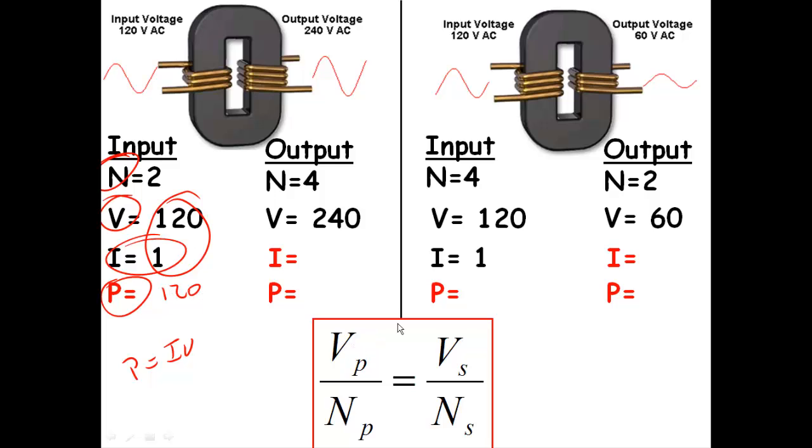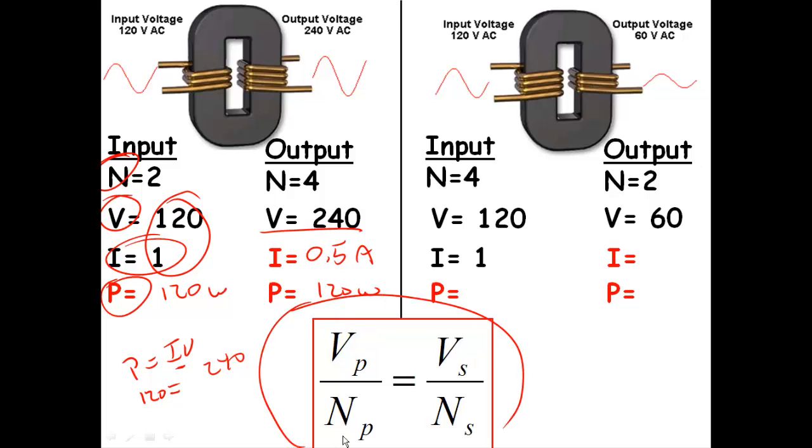And we also know something. TANSTAAFL: you can't get something for nothing. 120 watts in, we get 120 watts out. And look what we can do. We can use the same formula and we can find out what the current is. So 120 on this side. Look what happened to the voltage. The voltage doubled. So the current has to be cut in half. It turns out it's a half an amp.